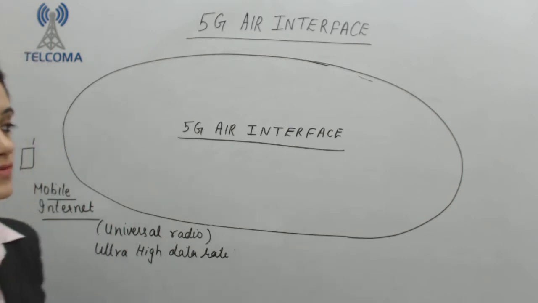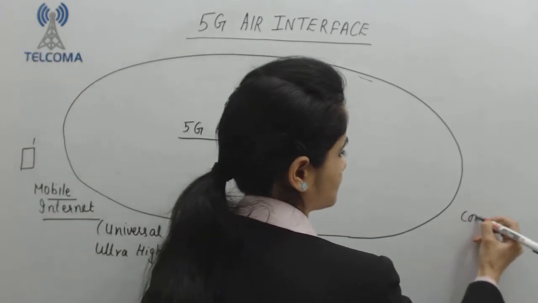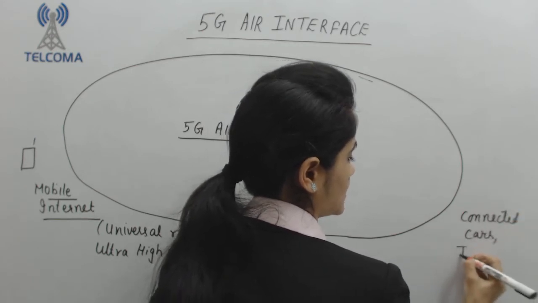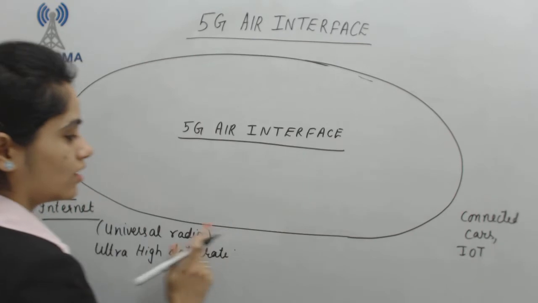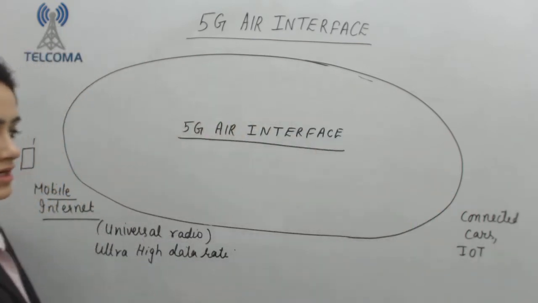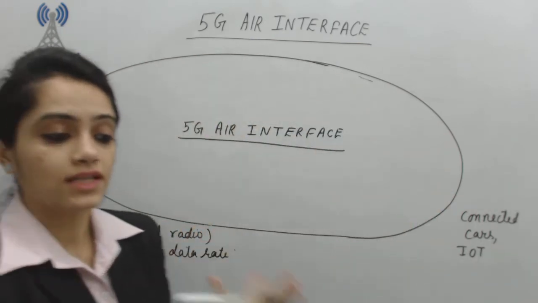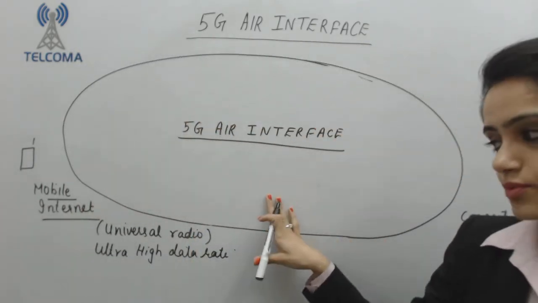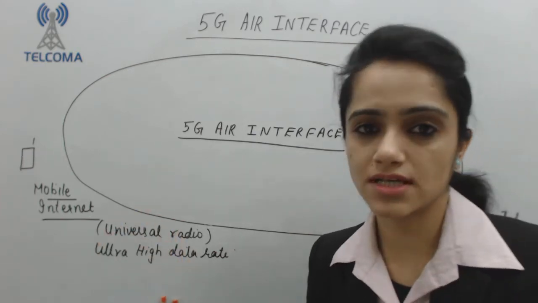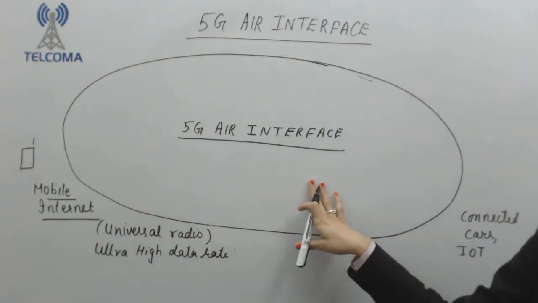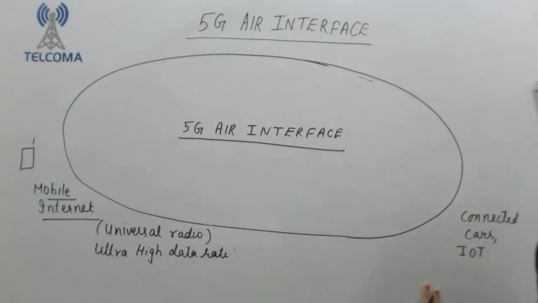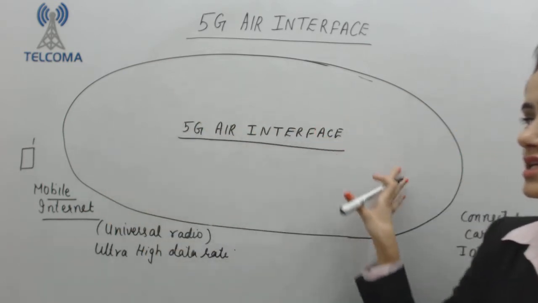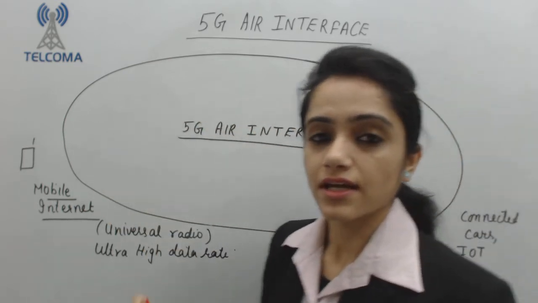So this is my demand here at this end. Now at another end we have connected cars, or I can say Internet of Things. So all are connected with this air interface. Now we need to add some entities in this part so that it can provide ultra high data rate or universal radio concept, and meet the requirements of connected cars or Internet of Things. Now what is there in this part, which is my 5G air interface?